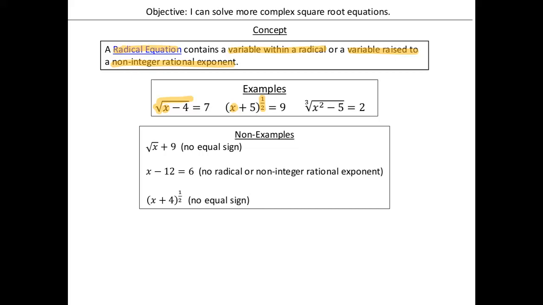Non-examples: we can see it has to have an equal sign for it to be an equation. And you need to have the variable inside the square root in order for it to be radical. So for the non-examples here, I can see this one has no equal sign. This one, the x does not have a radical. And then this, no equal sign. So it's not a radical equation.